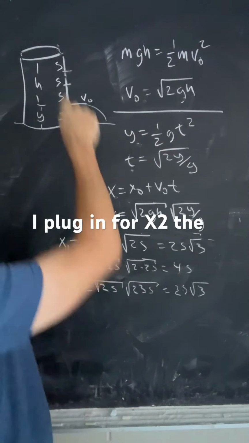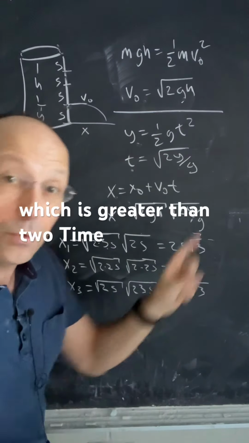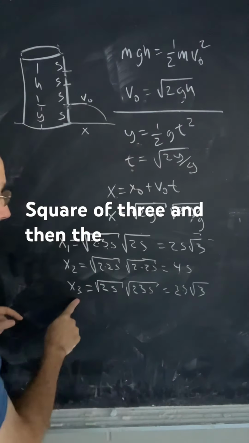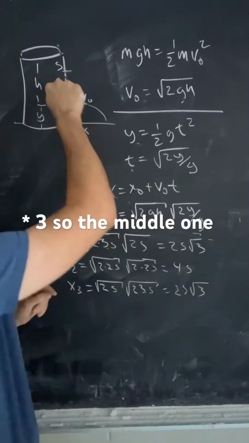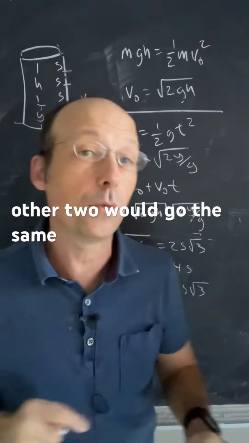If I plug in for x2, the middle one, I get 4s, which is greater than 2 times square root of 3. And then the last one, I get also 2 times square root of 3. So the middle one would go the farthest, and the other two would go the same distance.